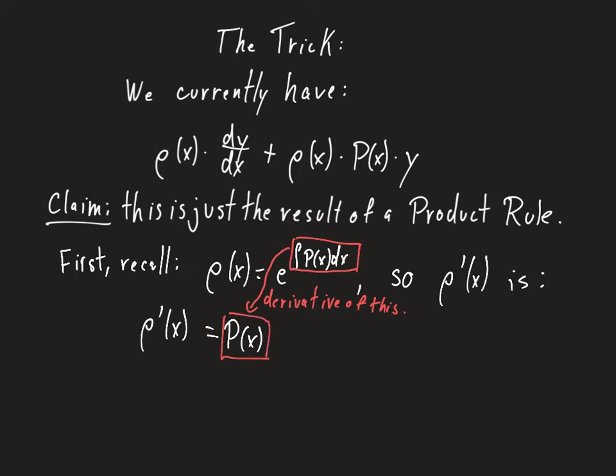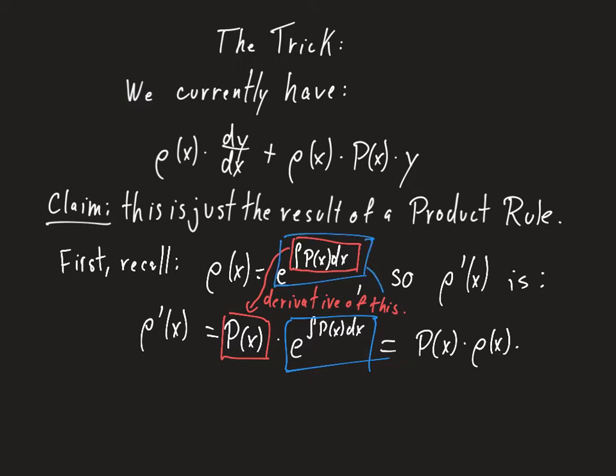I'll try to keep this color-coded. And that's our chain rule factor. And that's just going to be multiplied by e to the integral of p of x dx. In other words, the derivative of rho is just p of x times rho of x. Where did this guy come from? Well, again, this is just the other part of the chain rule.